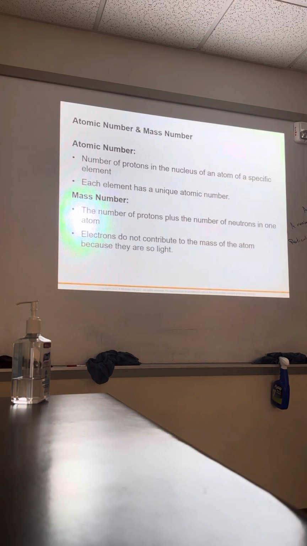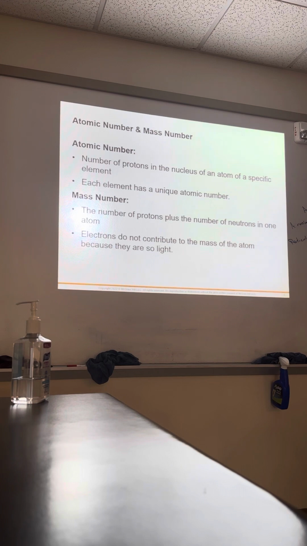All right. The atomic number is the number of protons in the nucleus of an atom of a specific element. Each element has a unique atomic number. Okay, so if you look at the periodic table, they're all numbered, right? So this is 1, 2, 3, 4, 5, 6, 7, 8, 9, 10, and so on and so forth, down the whole thing. That number is the number of protons.